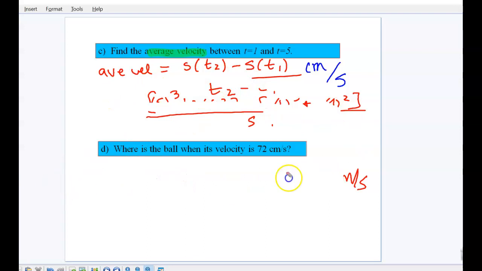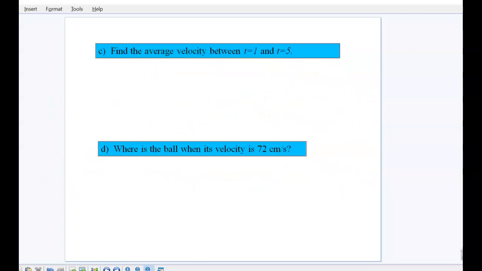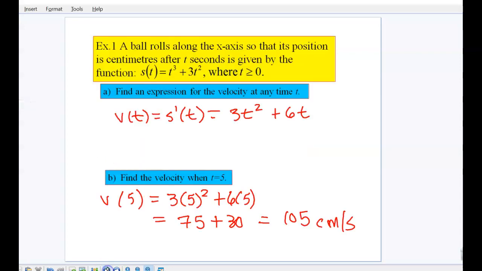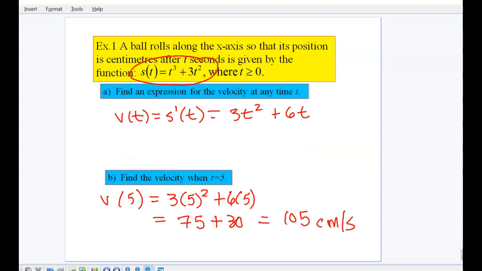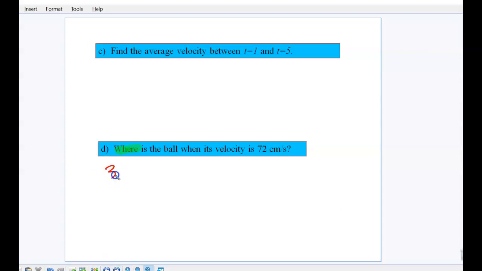Okay, let's get rid of this so I can do question D. It says, where is the ball when its velocity is 72? So again, we're looking for where the ball is positioned, which is its position. And before we can calculate position, which is our formula right here, we need a time. Well, my velocity function was 3t squared plus 6t, and that's going to equal 72.